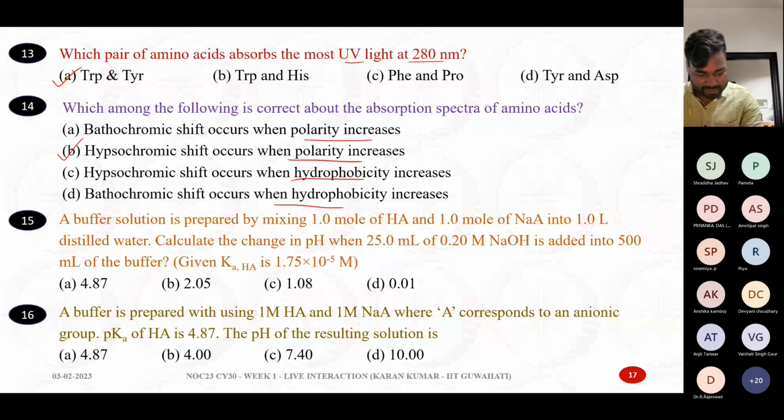Hypsochromic shift occurs when polarity increases. That I will discuss in greater detail in upcoming slides. Now, question number 15.